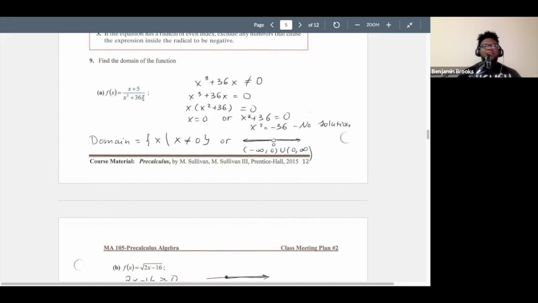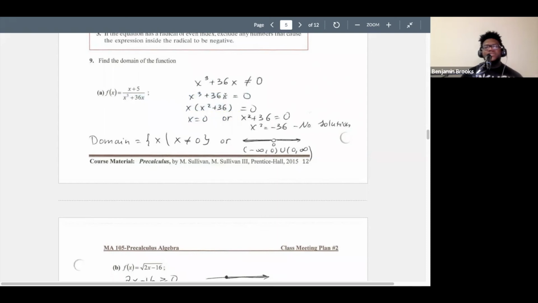So if that denominator can't be equal to 0, to figure out the domain, I'm actually going to set it equal to 0 and figure out where that occurs. Because if I can figure that out, I can say, okay, well, it can't happen in these particular situations. So let's walk through this. Here's what I did. I have x cubed plus 36x. I don't want it to be 0. So I'm going to set it equal to 0 here.